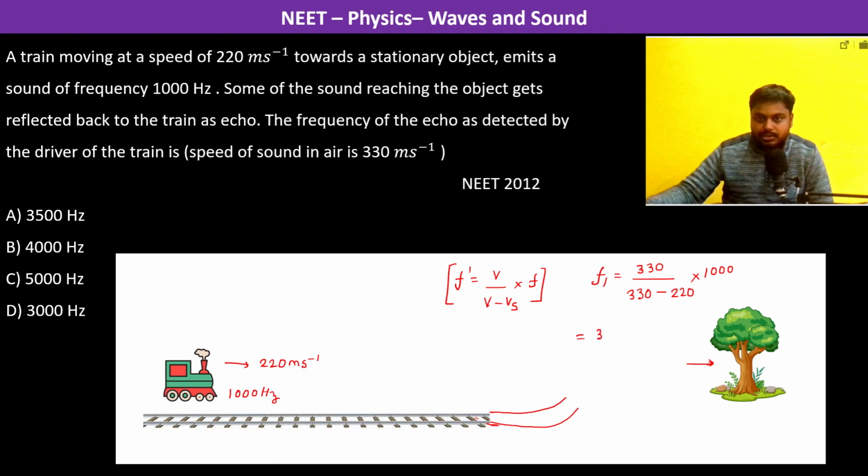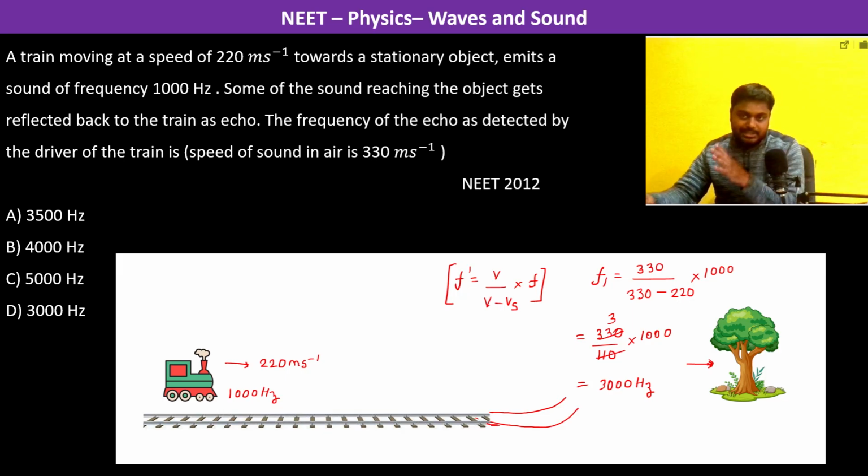So this will be 330 divided by 110 into 1000, which is simply 3000 hertz. So 3000 hertz will be received, and the same 3000 hertz will be reflected also.